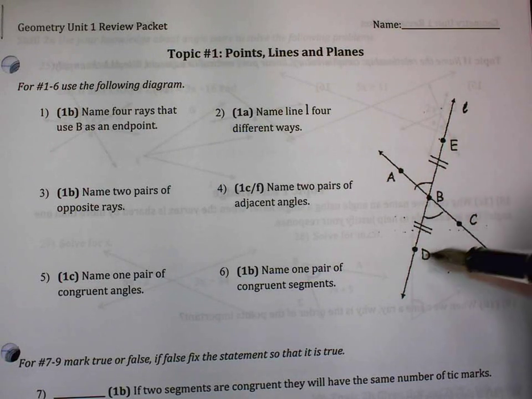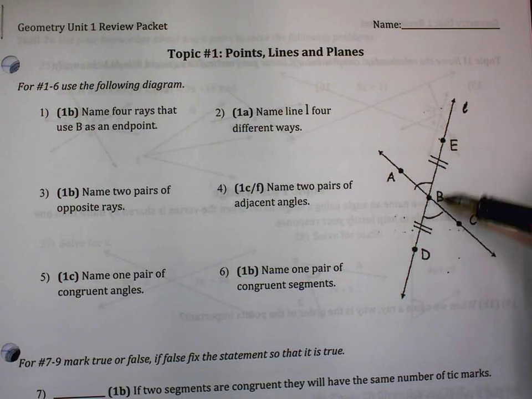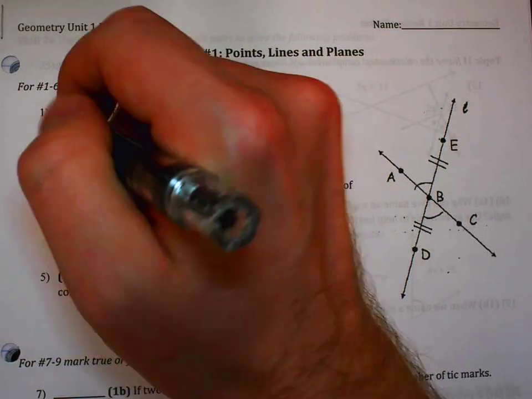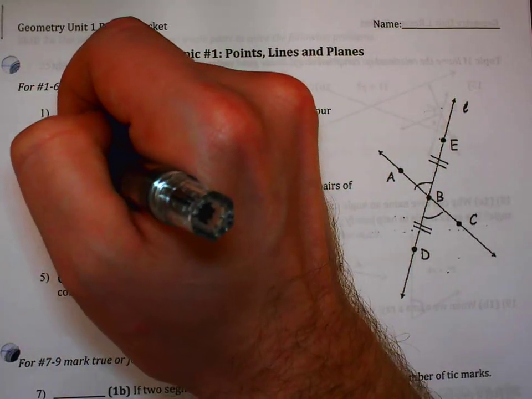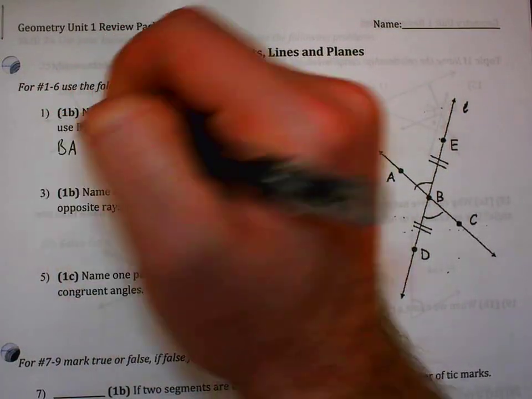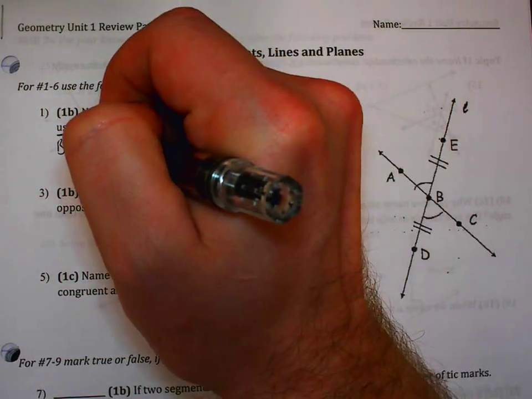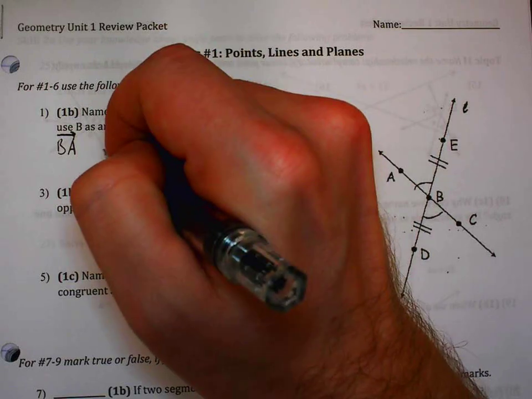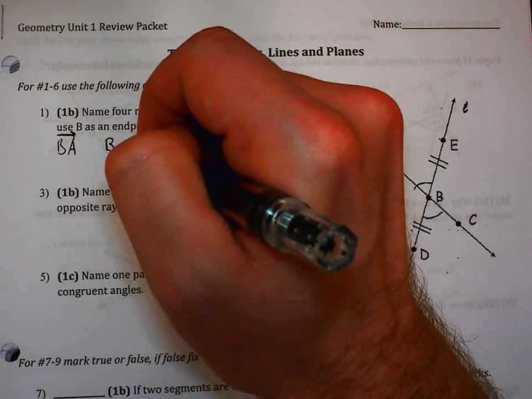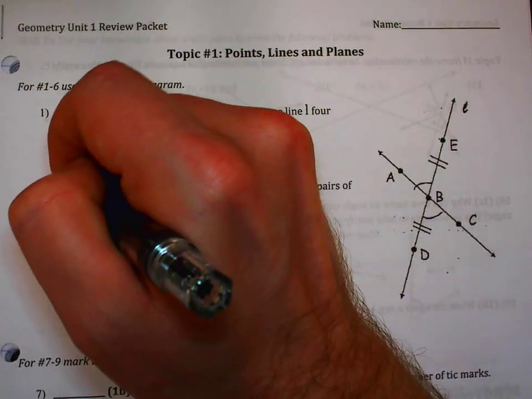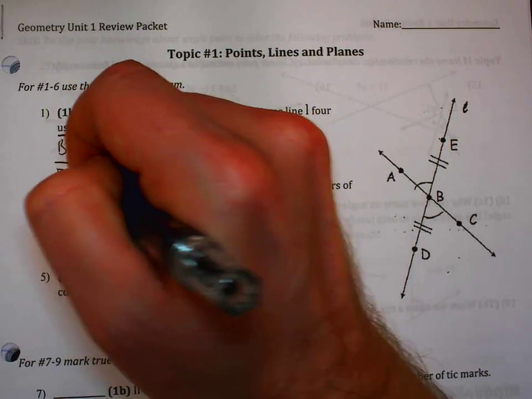We'll probably have to use all 4 of these. So that would give us BA, BE, BC, and BD. To name a ray, we list the points with the endpoint first, so we'll start with BA, and then above it we draw the ray symbol, which is a line segment with an arrow on one side. So we'd have BA, BC, BD, and BE.